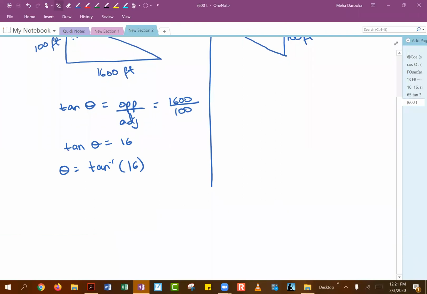So this guy will actually give you, oh, where are you? Tangent inverse of 16, and we want this in degrees. Yeah. This guy will actually end up giving you 86.42, I guess. But what you are actually going to have to do is subtract that from 90 degrees to get, oh, what are you? 3 point something.